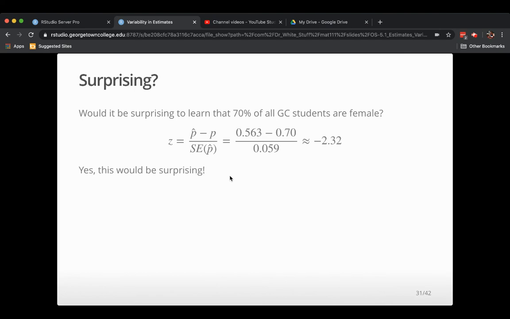So I would like you to think about using z-scores like that, because that's going to become a big theme as we move through the rest of this course. The z-score for an estimator is the estimator minus the parameter it's trying to estimate, divided by its standard error. And it can tell you how surprising it would be to learn that the parameter is that thing.